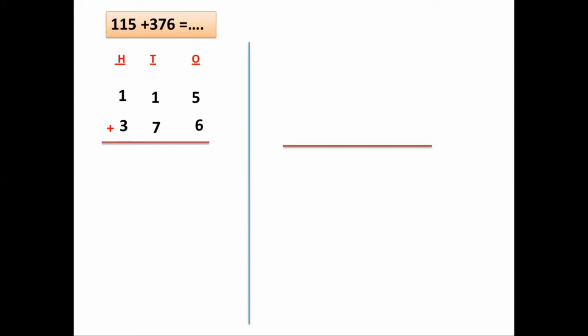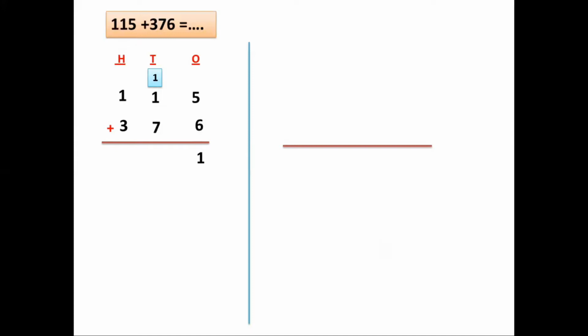To get the sum, we start adding ones at first. We get the sum of the ones digits 5 and 6, which is equal to 11. But we can't write 11 in the result. So we will write number 1 and carry 1 over to the next higher place, because we can't write more than 1 digit in each place.